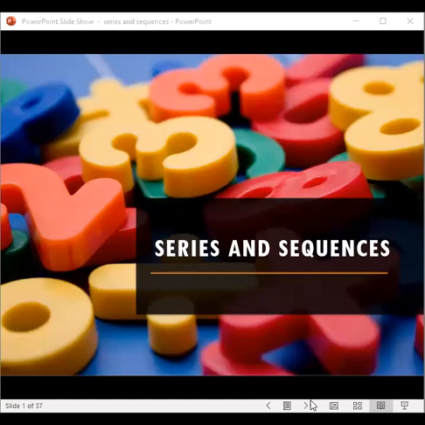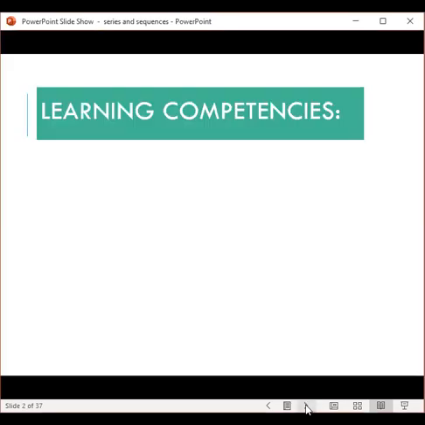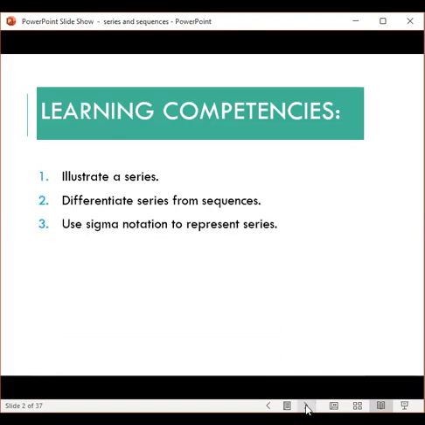Again, series and sequences is part of the pre-calculus second unit. These are our learning competencies. We illustrate a series. We differentiate series from sequences. We use the sigma notation to represent series, and we apply the use of sigma notation in finding sums. So there is a difference between series and sequences.